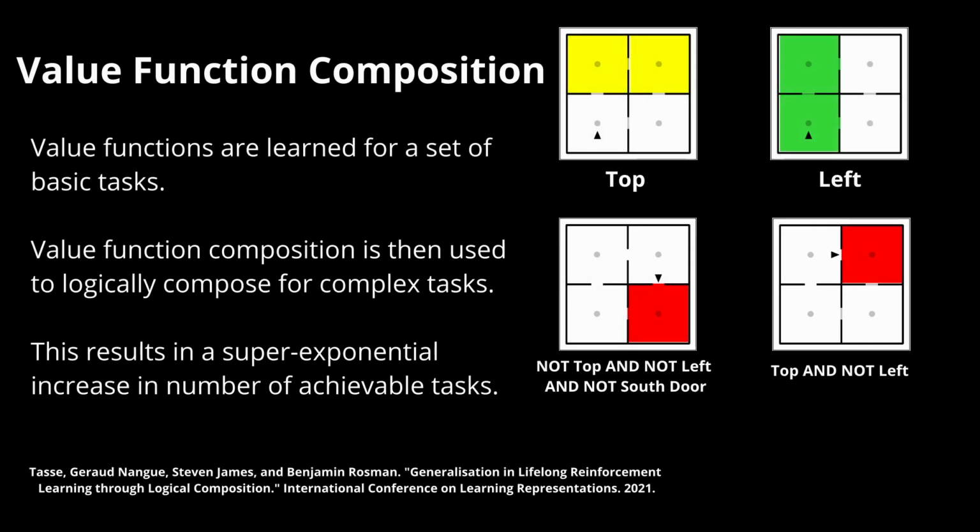Learning to perform all possible tasks in this environment by learning a policy for each task individually is infeasible even in simulation. Thus, we employ value function composition. Basic tasks, for example, navigating to the top rooms or to the left rooms, can be learned by the simulated agent, and operations can be performed on the value functions learned to derive value functions for more complex tasks composed of these basic tasks, such as going to the top room and not the left room, or going to the room that is not the top and not the left, with the south door closed.